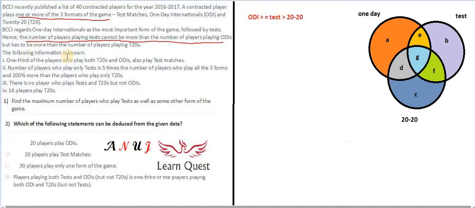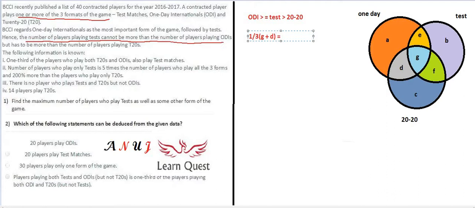Let's see the other conditions given in the statements. One third of the players who play both T20 and ODI. Who is playing both T20 and ODI? The common section, D and G. These are the people who are playing both T20 and ODI. So G plus D is equal to, they are saying one third of these players. So 1 by 3 of this G plus D. Right, this is what they are talking about.